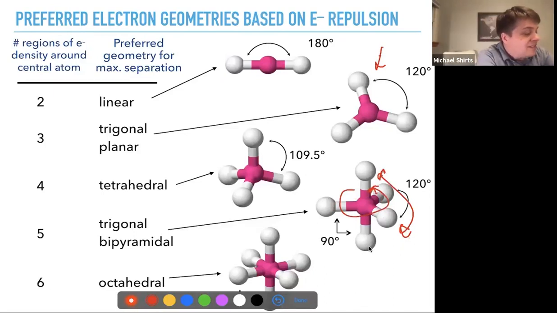And finally, if there's 6, it's octahedral. You basically just have an X, Y, and Z axis. And those are as far apart as these electron densities can get in each of these cases. Okay, so those are the basic geometries.